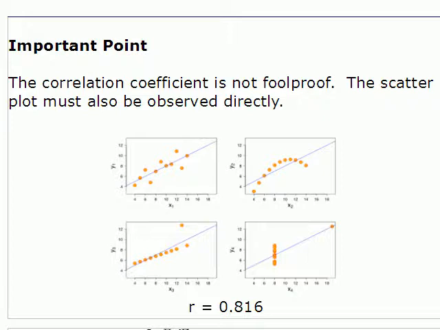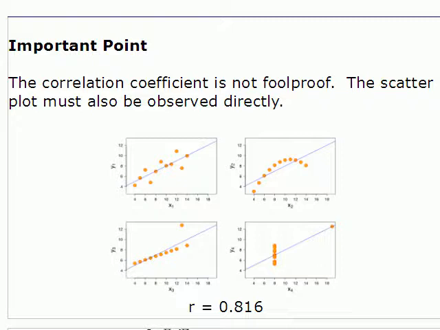Also, I need to make another remark. In the text, Mendenhall starts by fitting the line to the data, then he calculates the correlation coefficient. I think it makes more sense to do it the other way. Look at the scatter plot, find the correlation coefficient. If it's not close to 1, why bother fitting the line? Okay, so that's why I'm doing it in this direction, with the correlation coefficient first.